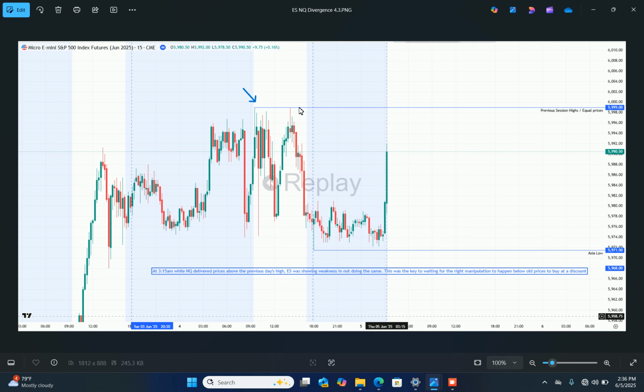So these were the highs from yesterday. Here goes your session break right here. These were the highs from yesterday. The ES didn't deliver prices above the highs. So not only did the Asian session low not get breached, like we didn't deliver prices underneath the Asian session low, we also didn't deliver prices above the previous session's high. So the NQ is just doing everything before the ES.